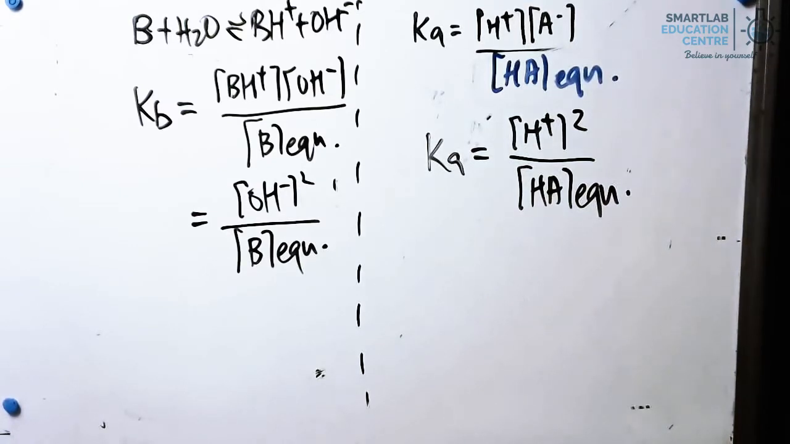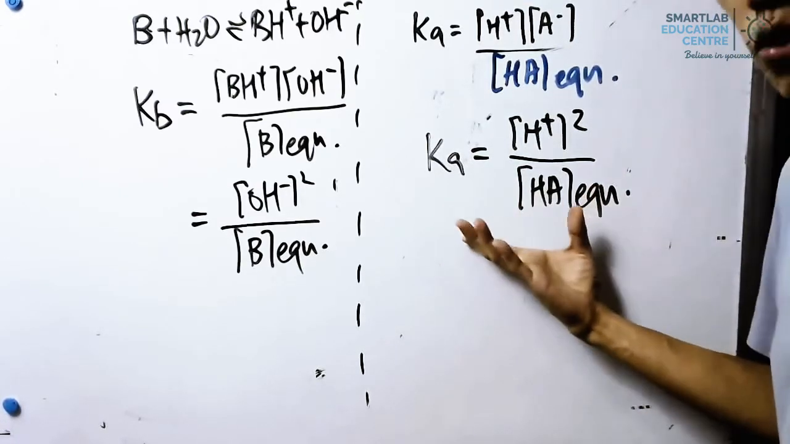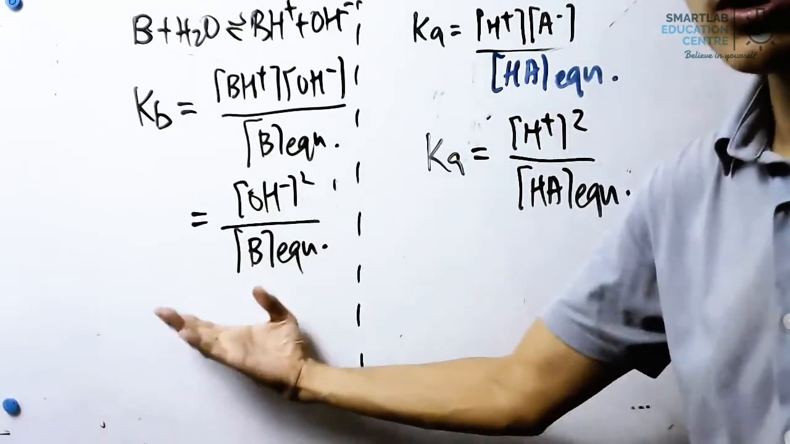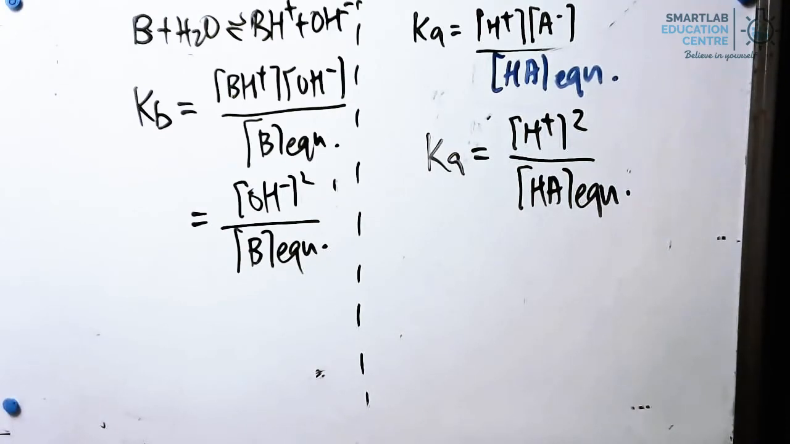So in summary, this is the formula that you use for calculating the pH of your weak acid. This is the formula that you use for calculating the pH of your weak base. This is what we term box 2.